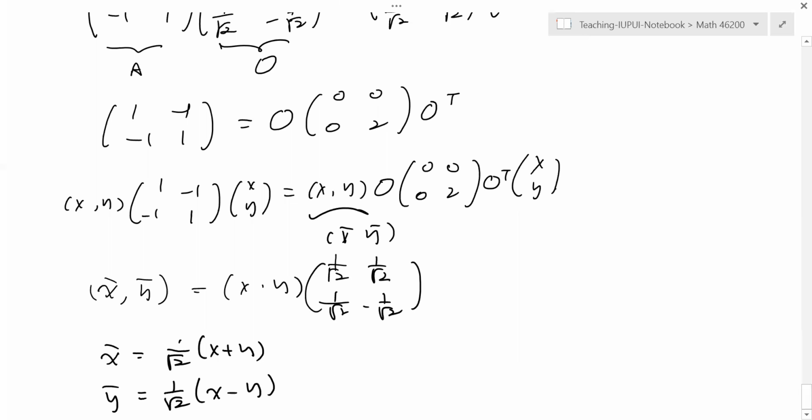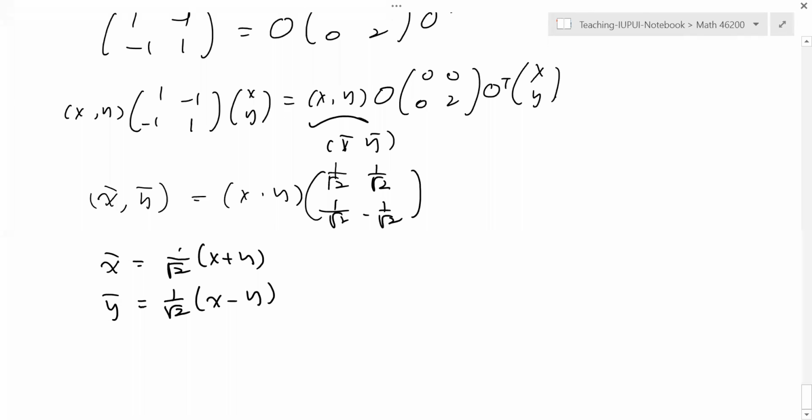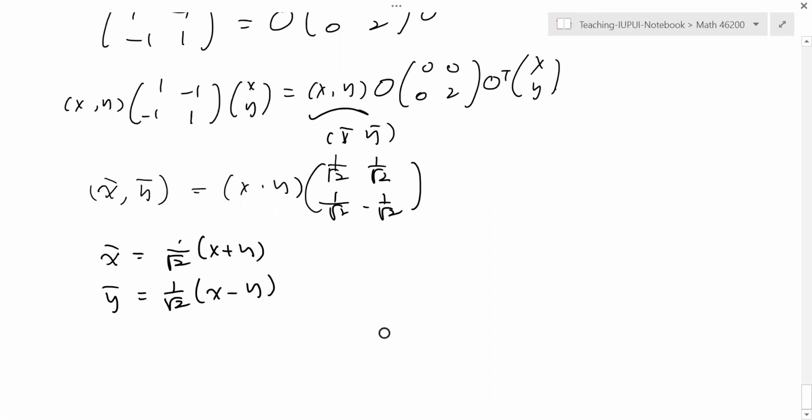I think that's it. So if you're using this transformation, then the above equation will become very simple. Okay, so you will get what you get here.